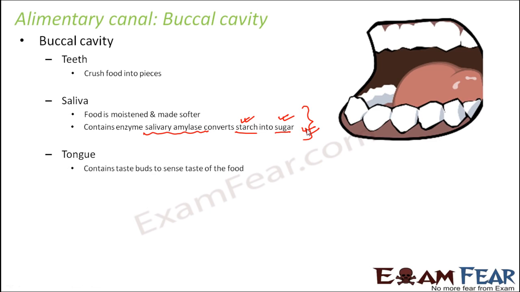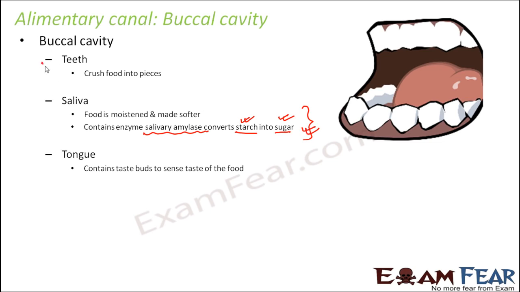The last one is tongue. It is a movable organ again, and it contains taste buds to sense the taste of food. Without the tongue, you will not be able to feel whether the food is sweet or salt or sour in taste. So it helps you to sense the taste, and also since the tongue is movable, it helps to push the food inside your food pipe. So the movement of the tongue also helps in sending the food inside your body.